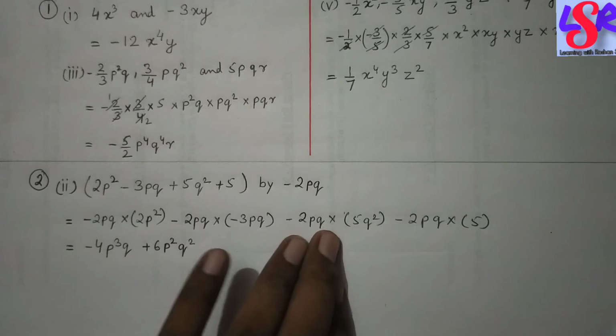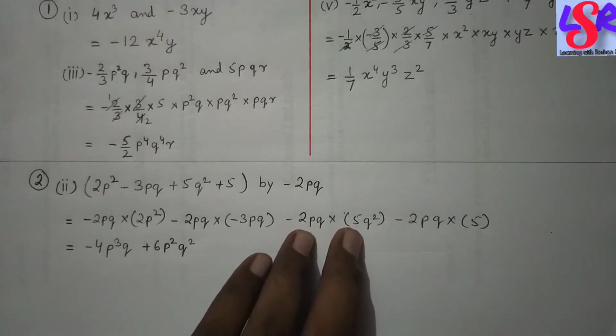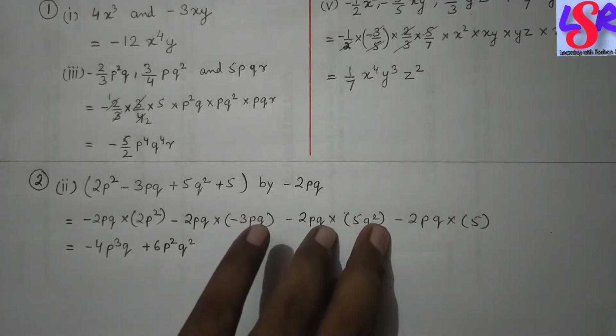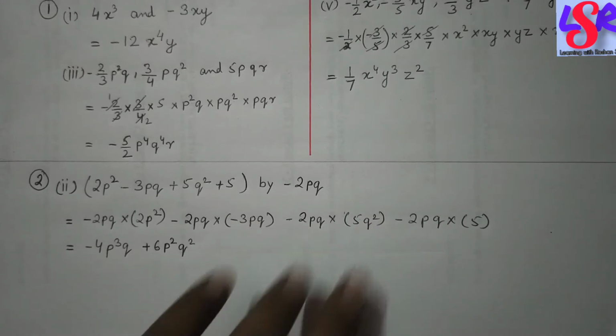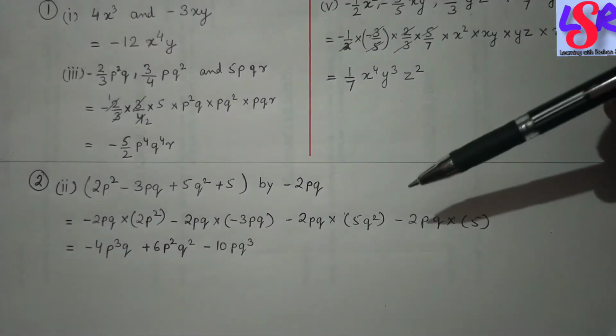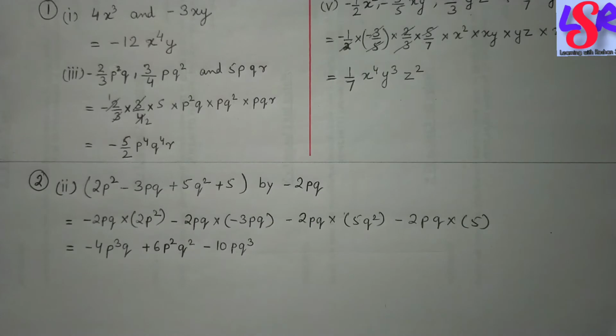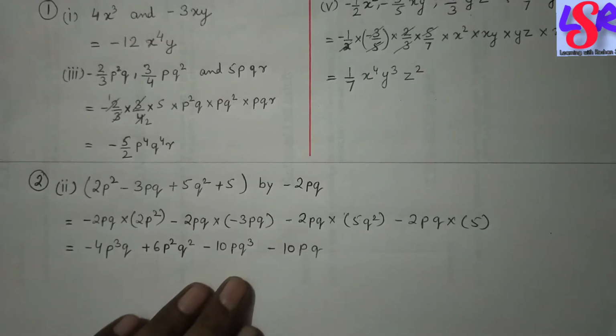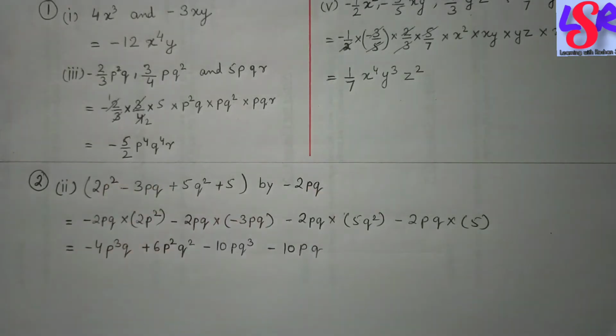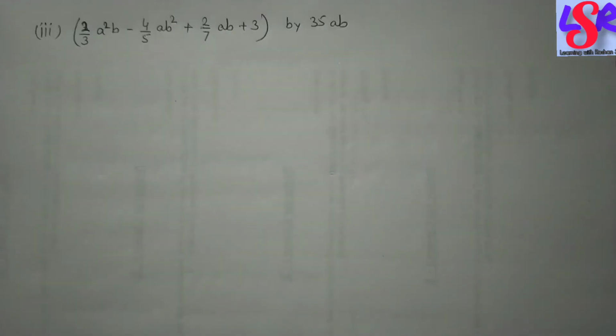Here it is minus 2 into 5, that is minus 10. Then pq into q square, that is pq cube. And at last it is minus 2 into 5, that is minus 10 pq. And here we get the product of this polynomial by this monomial. Now let's do one more part from here.